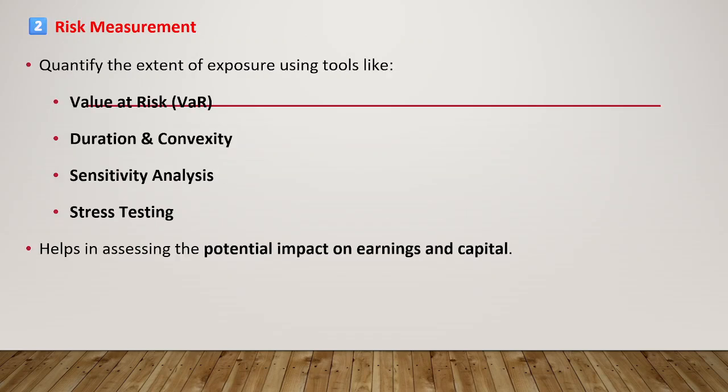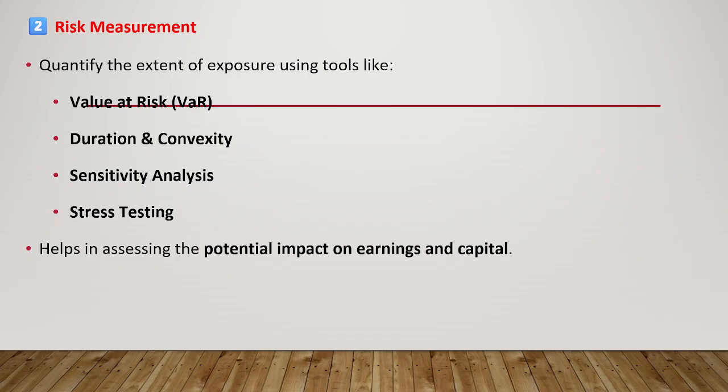How do we measure the amount of risk we are exposed to? Once we know the sources, the next step is risk measurement. This involves quantifying how much risk we are actually exposed to. Various tools are used for this. Value at risk, or VAR, which gives a potential loss estimate under normal market conditions. Duration and convexity, particularly for interest rate-sensitive portfolios. Sensitivity analysis, which helps us understand how small changes in inputs affect the value. Stress testing, where we simulate extreme market conditions to see how much damage could occur. These tools help institutions estimate the potential impact of market movements on both earnings and capital.